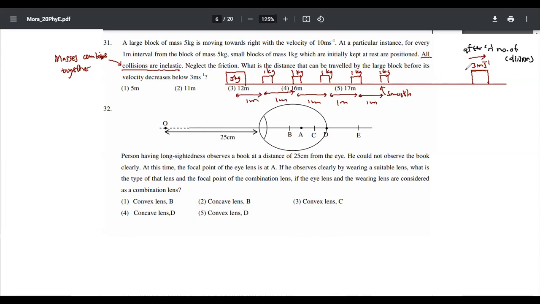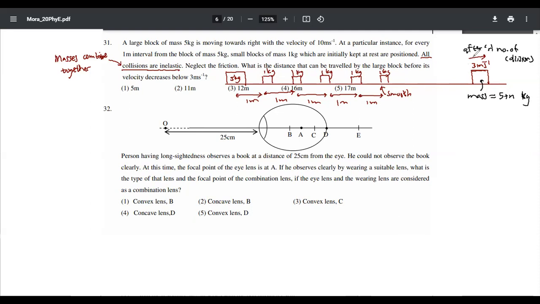So now, after n number of collisions, what will be the mass of this, people? After n number of collisions, what will be the mass? 6, 7, 8, 9. Likewise, it will be 5 plus n kilogram. Hope you understood that. If there are 2 collisions, the total mass will be 7 kilogram. How? 5 plus 2. If there are 5 collisions, total mass will be 10 kilogram. How? 6, 7, 8, 9, 10. Likewise, it will be combining, no?